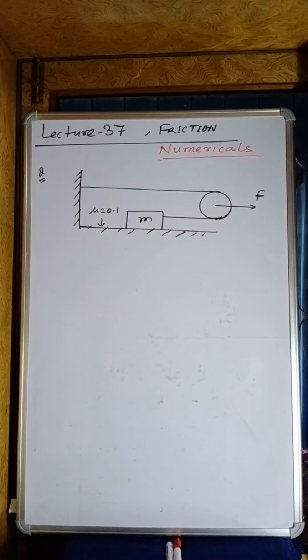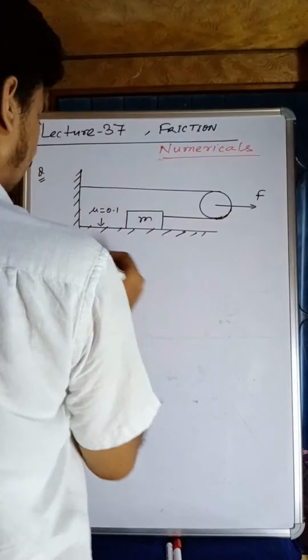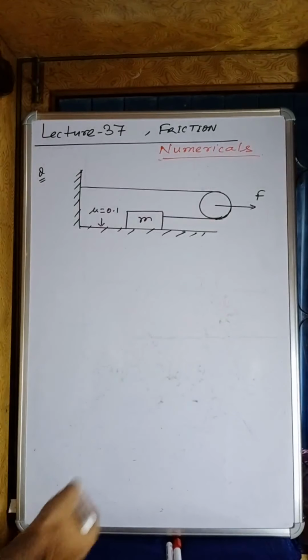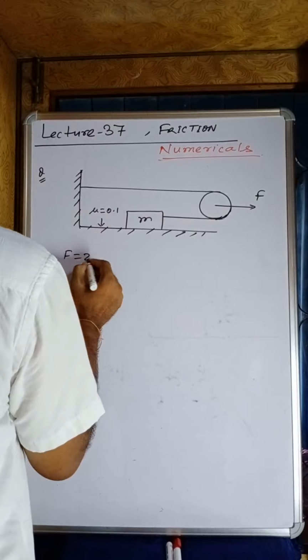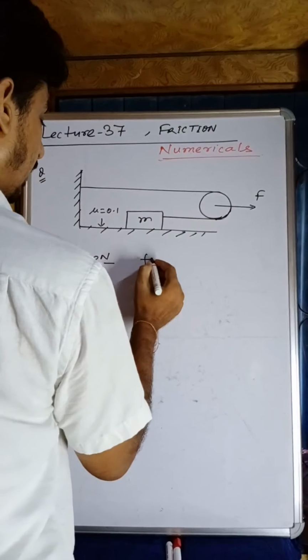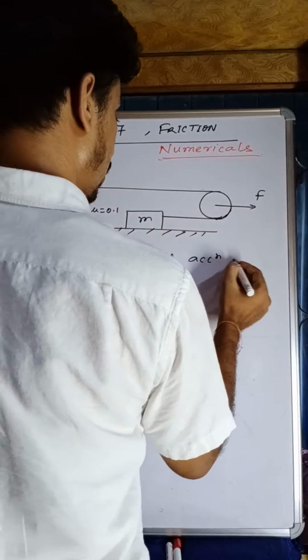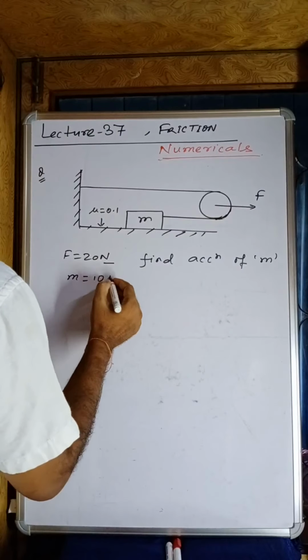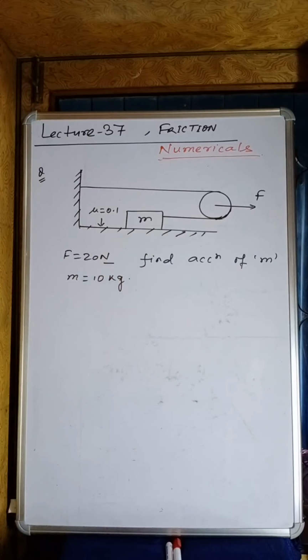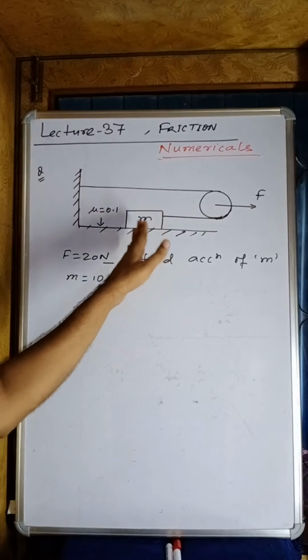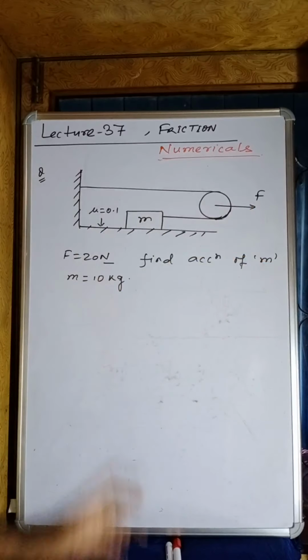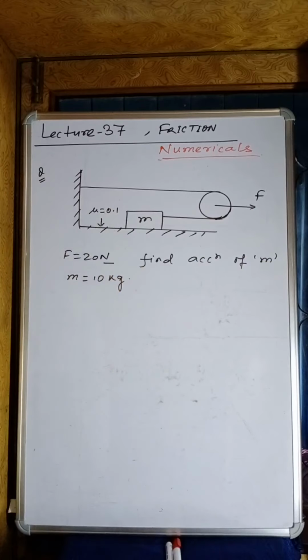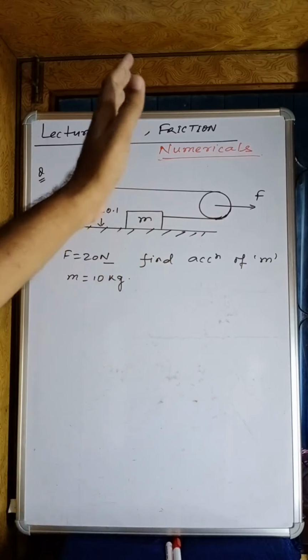Now my dear students, we apply a force F, suppose it is 20 Newton, and you have to find the acceleration of m. If this m is 10 kg, you have to find the acceleration. The length of the string is sufficient so that you can consider the acceleration of the string. You have to find the acceleration of this mass if the force applied is 20 Newton. The coefficient of friction is 0.1. If you can solve this question, my dear students, try to solve it by yourself.